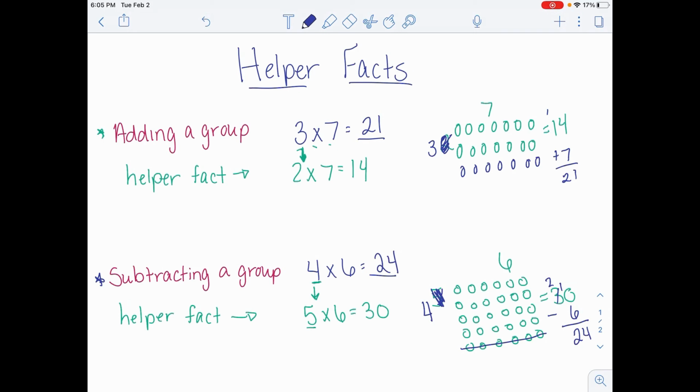So boys and girls, remember, helper facts are when you find facts that are close and easy, and you use them to solve tougher facts that are not already in your head.